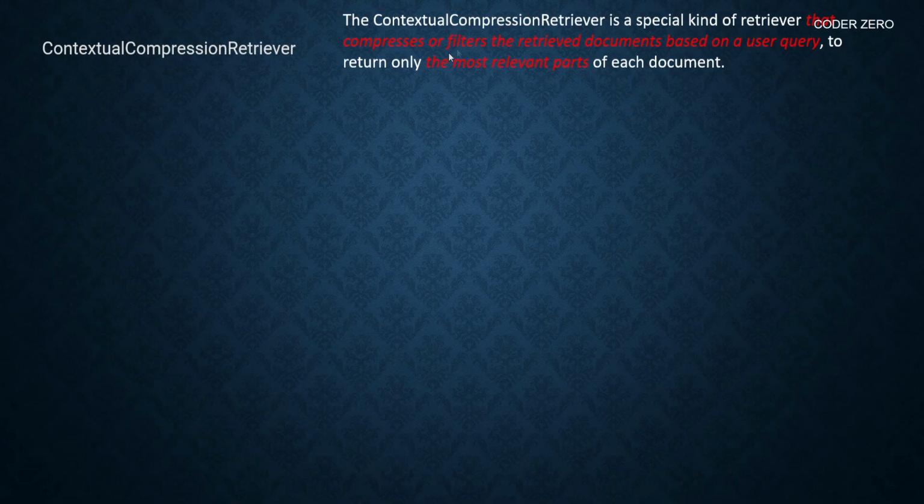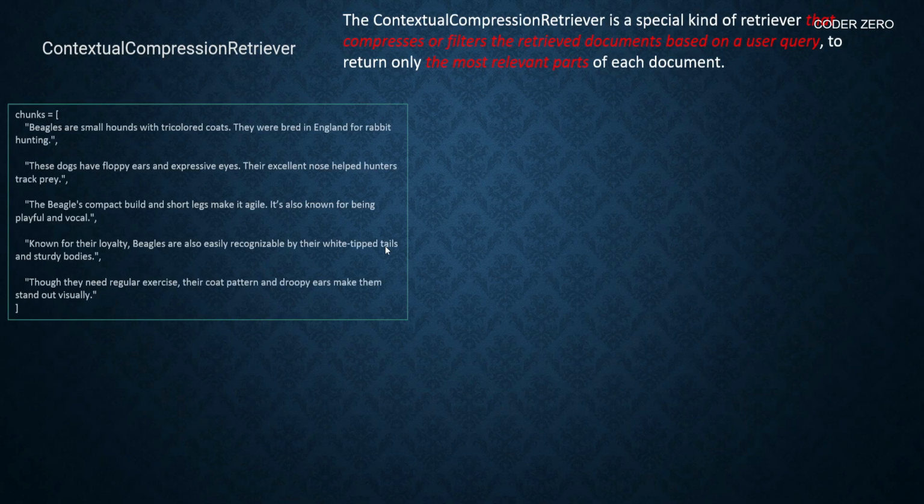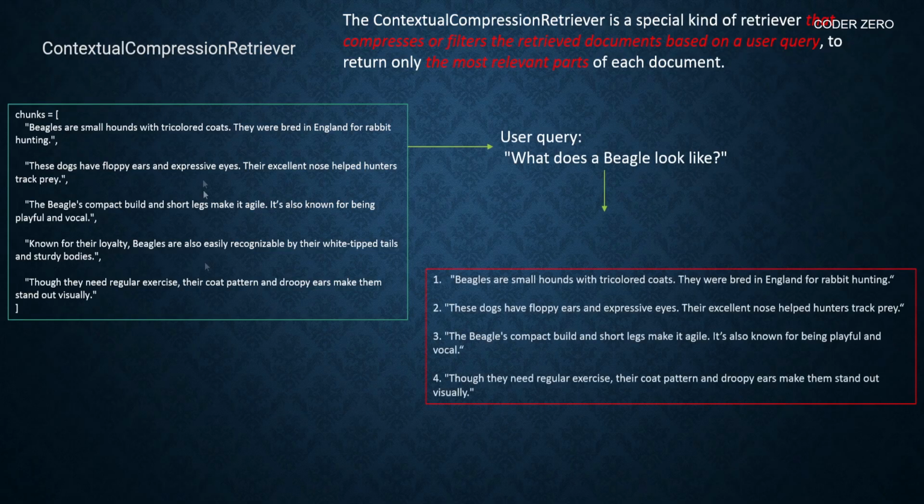Contextual compression retriever is a special kind of retriever that compresses or filters the received documents based on a user query to return only the most relevant part of each document. Let's understand by taking an example. So we have these documents in our dataset or in our database. Now this is our user query: what does a beagle look like?